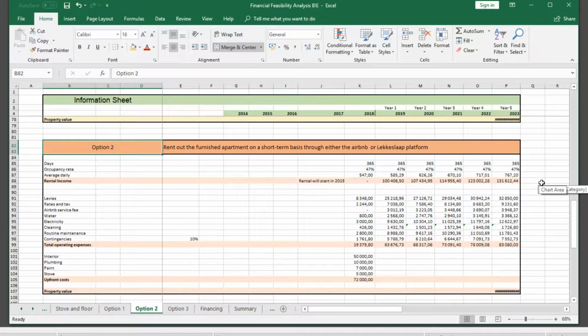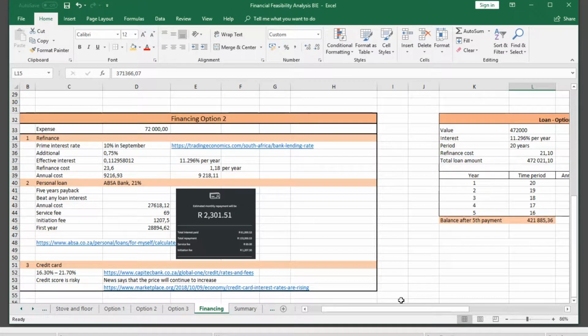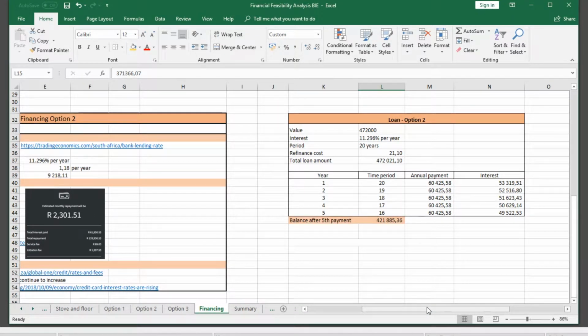There's obviously an increase every year due to inflation, and the total operating expenses have also been listed. This will include your water, electricity and cleaning, which was not included before, as well as interior furnishings. After choosing that refinancing was the better option before, we will go with this selection again based on facts. Now the expenses will amount to 472,000 Rand. The annual payment is also being determined, as well as the interest. The balance after the fifth payment has also been identified.